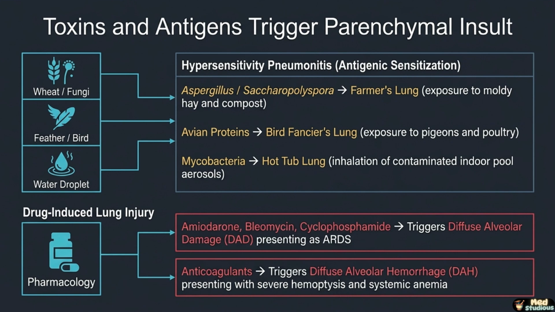Beyond environmental antigens, certain medications themselves can directly injure lung tissue. Drugs like amiodarone, bleomycin, and cyclophosphamide can trigger diffuse alveolar damage, presenting clinically just like ARDS, acute respiratory distress syndrome, even though the underlying cause is pharmacological, not infectious. Separately, anticoagulant medications can trigger diffuse alveolar hemorrhage, presenting with severe hemoptysis, coughing up blood, alongside systemic anemia from ongoing blood loss. Recognizing these toxin and antigen-driven patterns is essential because removing the trigger is often the single most important step in treatment.